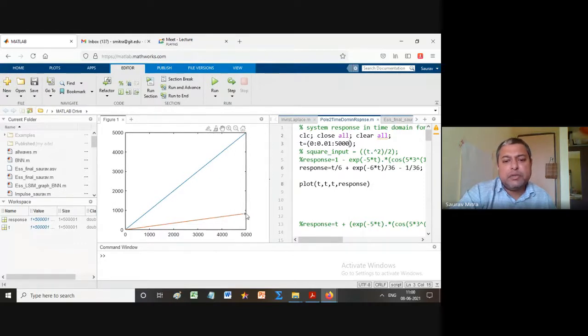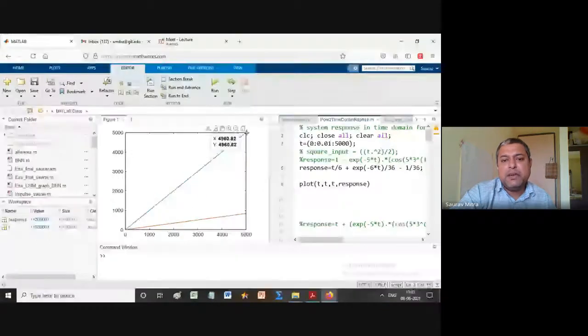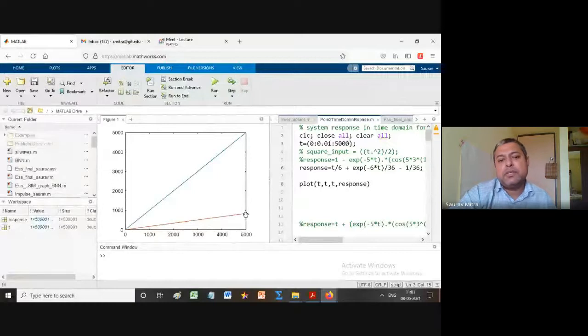So how much is the output here? The output here is less than 1,000, around 832. And at 5,000, how much is the input? 5,000. So at 5,000 seconds, how much is the difference? 5,000 minus 832 is around 4,200. This is the difference between the input and output, and it is increasing. So at steady state, t equal to infinity, this distance also will become infinity. That is what is called steady state error, but the output is not getting steady.